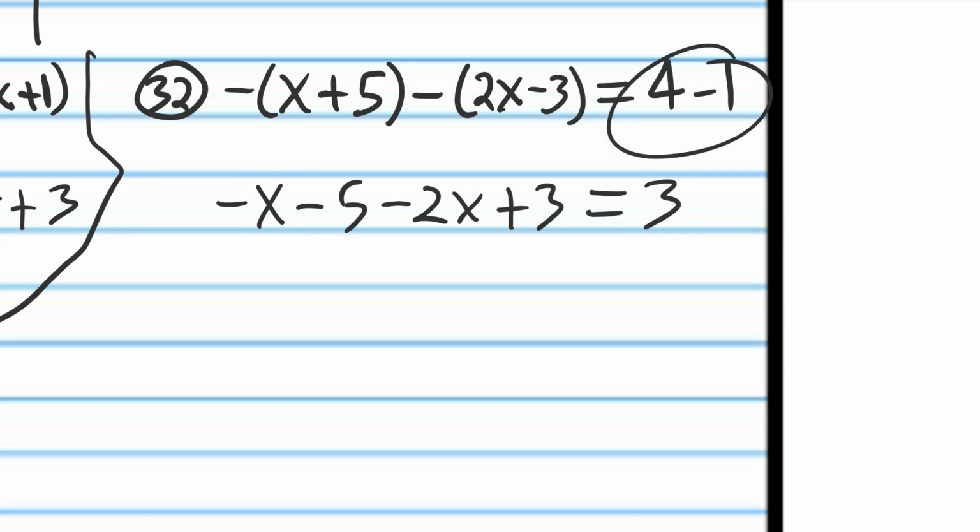And as you can see, I went ahead and simplified that. No reason to write the 4 minus 1 again. So we're going to simplify on the left side of the equation. So negative 1x, again, this is a 1x. There's no 1 there, but it's considered to be negative 1x. So negative 1x minus 2x is negative 3x. And negative 5 plus 3 is negative 2.